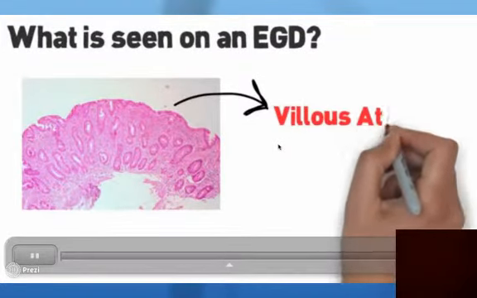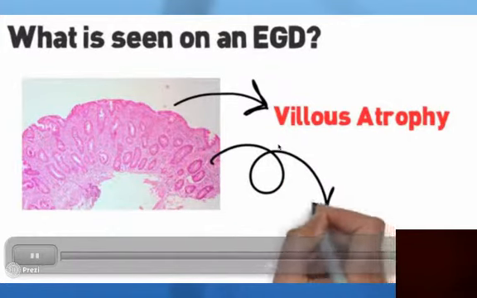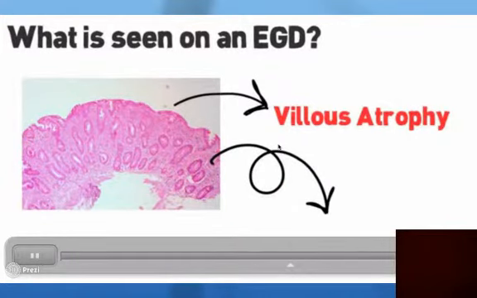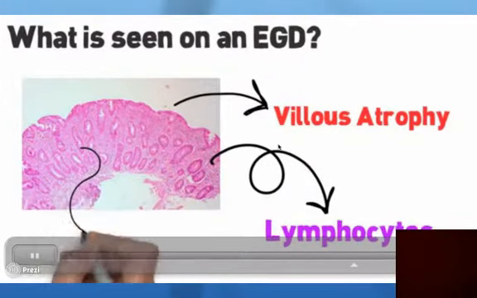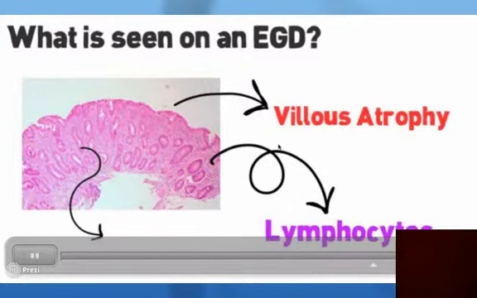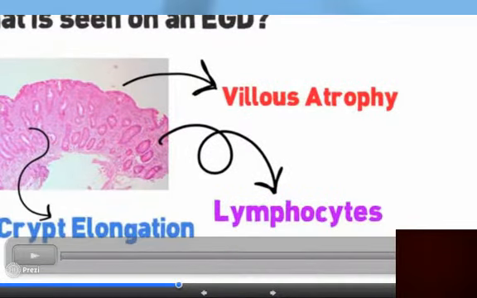So villus, or the villi, are like finger-like projections that extend from the bowel that help with absorption of nutrients. In addition, you get a lot of lymphocyte cells within the interstitial tissue. So you'll see these cells in a large number within the interstitium. And finally, you'll have crypt elongation. So we have these little recesses.